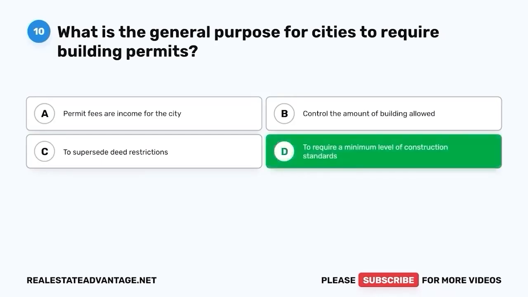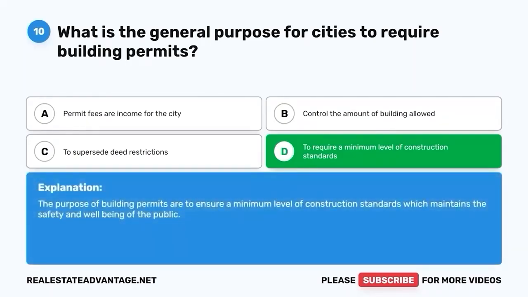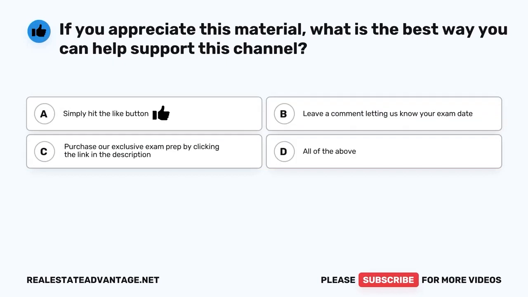The correct answer is D. To require a minimum level of construction standards. The purpose of building permits is to ensure a minimum level of construction standards, which maintains the safety and well-being of the public.